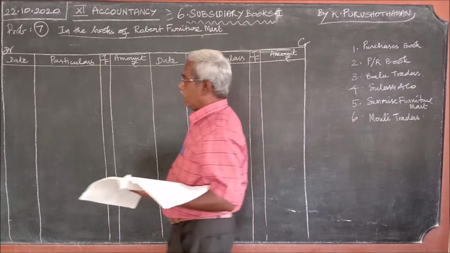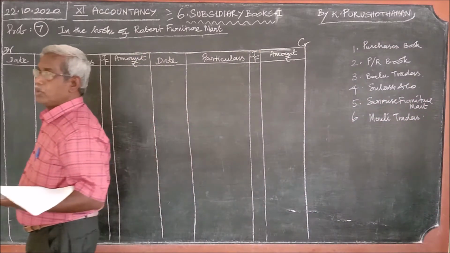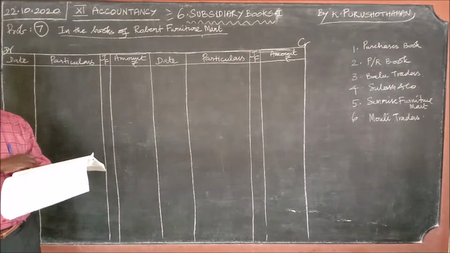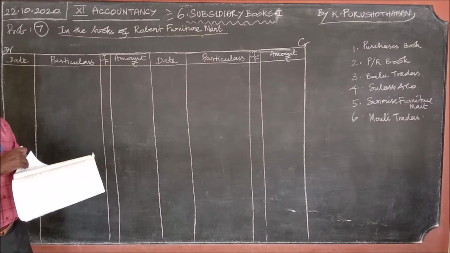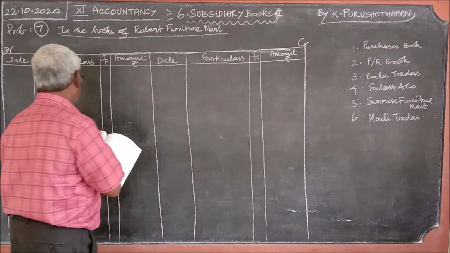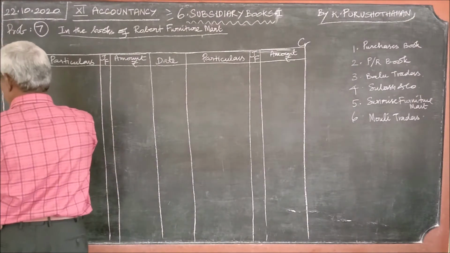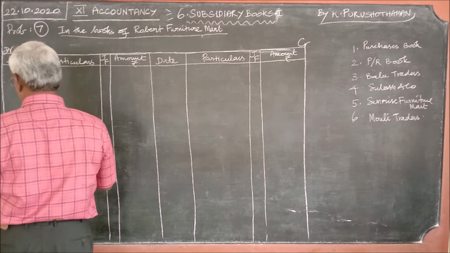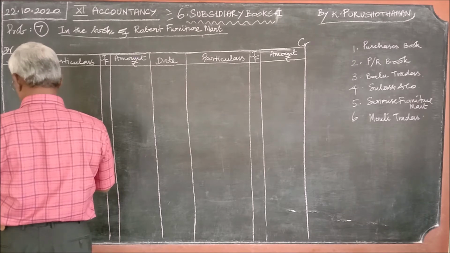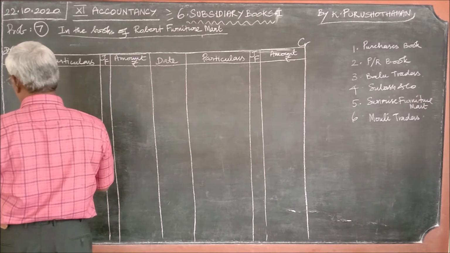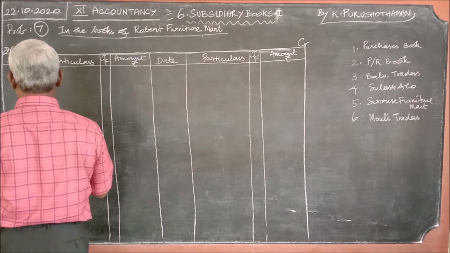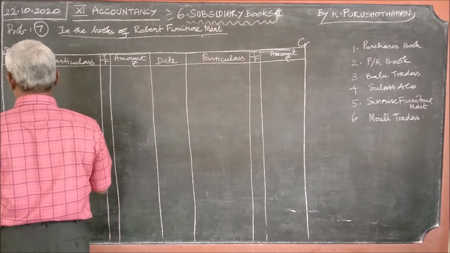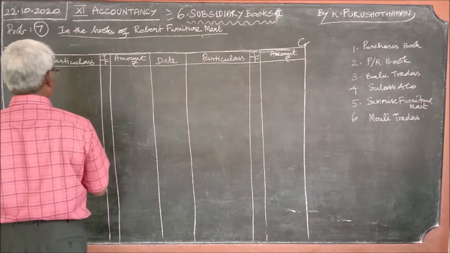These are the 5 ledger accounts we are supposed to prepare. So, we shall prepare the purchases book first. In the purchases book, there are certain ideas to be followed.